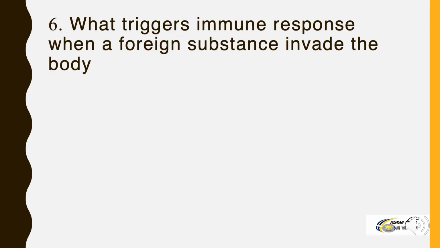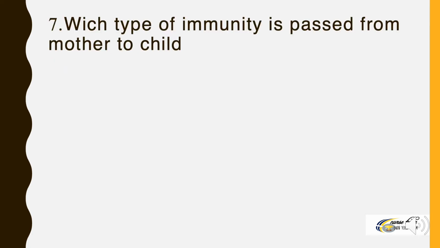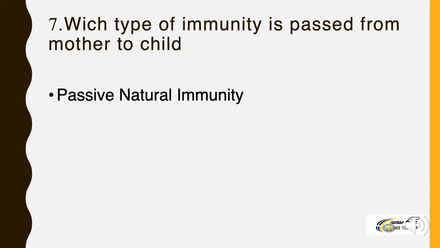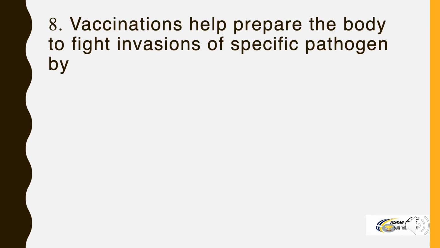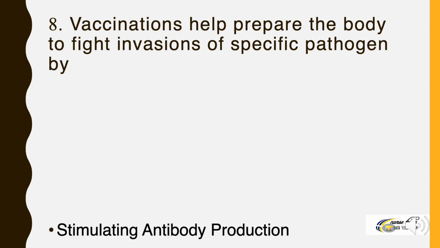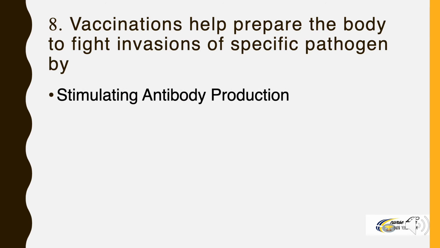Next question. What triggers an immune response when a foreign substance invades the body? Which kind of immunity? That is acquired immunity. Which type of immunity is passed from mother to child? It is passive natural immunity. Vaccinations help prepare the body to fight invasions of specific pathogens by which process? It is by stimulating antibody production.